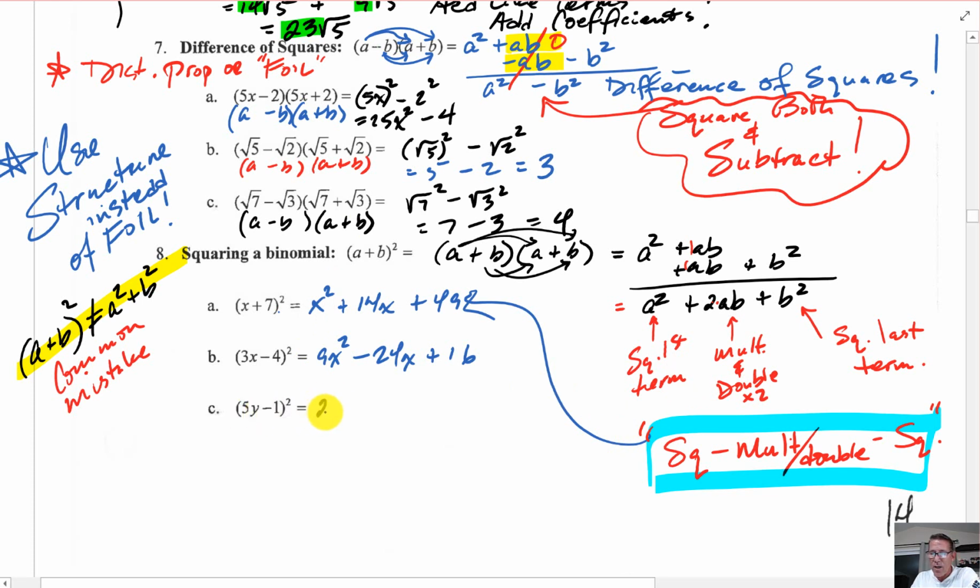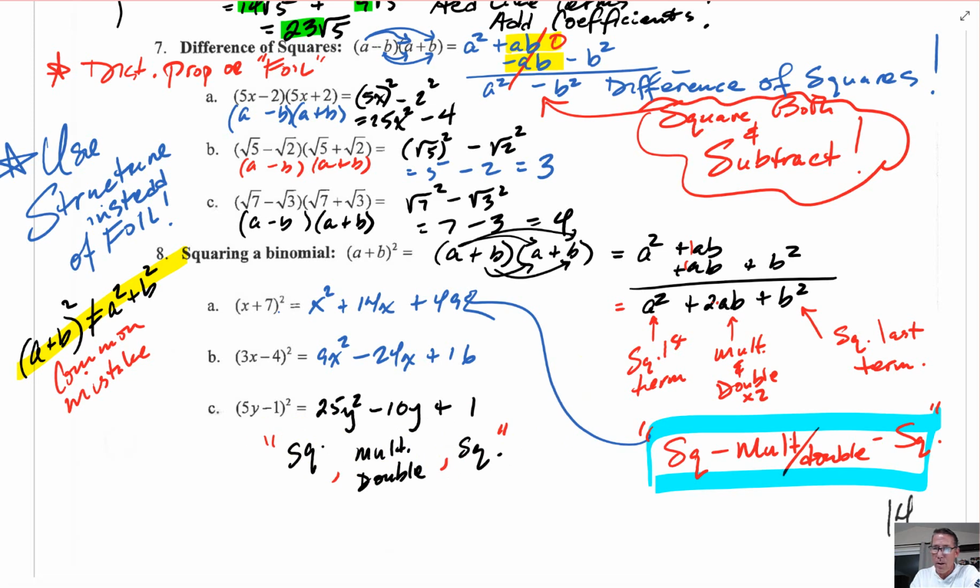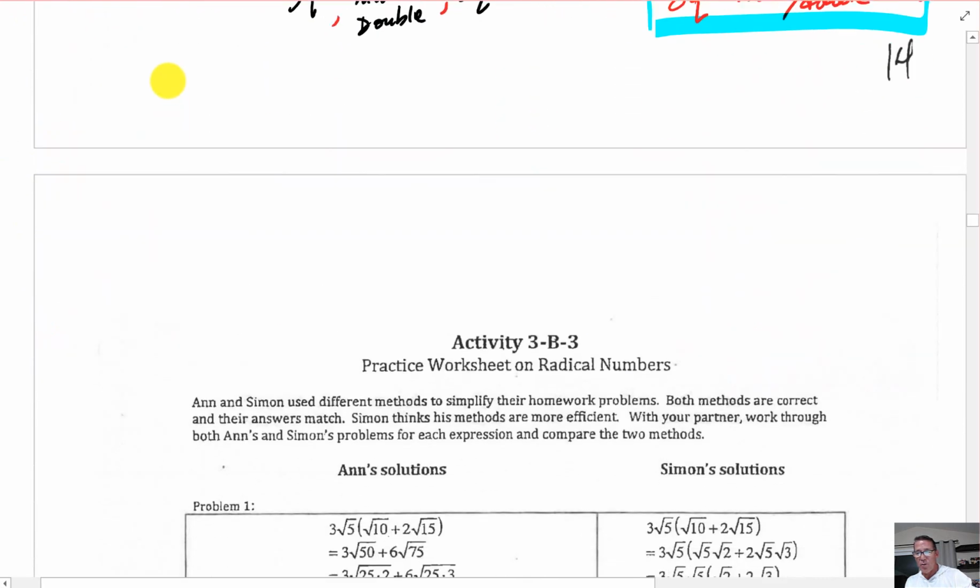When you square the 5y, you get 25y squared. You multiply the 2, 5y times negative 1 gives you negative 5y, but when you double it, you get negative 10y, and then you square the last. And whatever you square is always positive, remember that. So you square, multiply, double, and then you square. And it's a 3-step process here. All right, and you'll have to get good at that through practice.